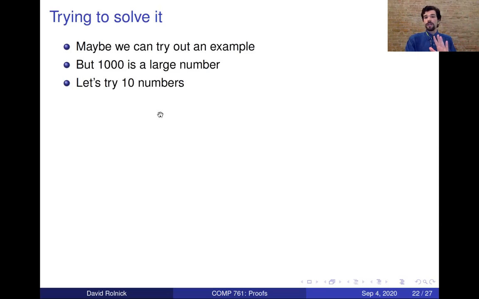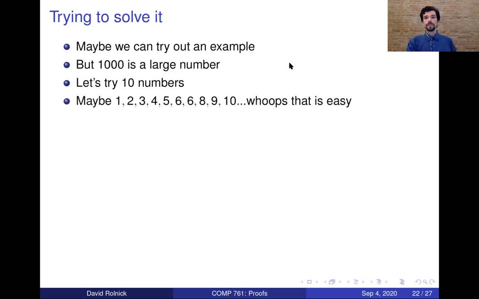But let's take that idea and run with it. If we're trying 10 numbers, let's try things that are remainders. So let's try only things between 0 and 9 inclusive. So maybe we could do that. Shoot, that kind of didn't work. Why doesn't that work?